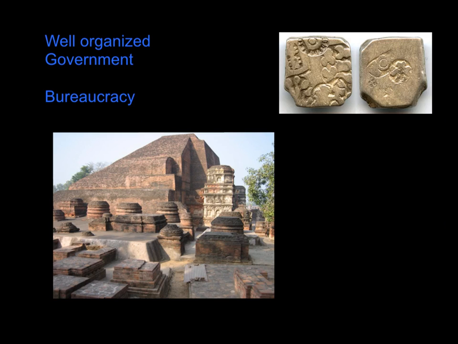Up in your right-hand corner, you see what are known as punch-mark coins, or karshapana, and these are useful in showing that they had a system of coinage. They're not the traditional coins, but these punch-mark coins show just how efficient their government was and the bureaucracy that they had. It's also important to note that Mauryan rule was very harsh. Chandragupta was very suspicious of his many enemies.